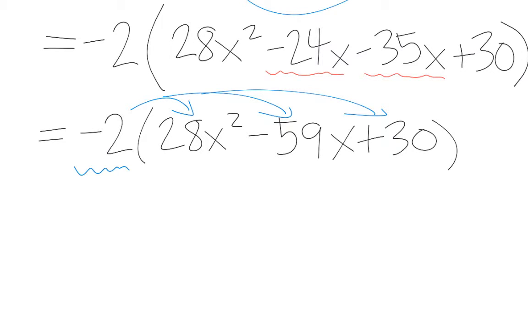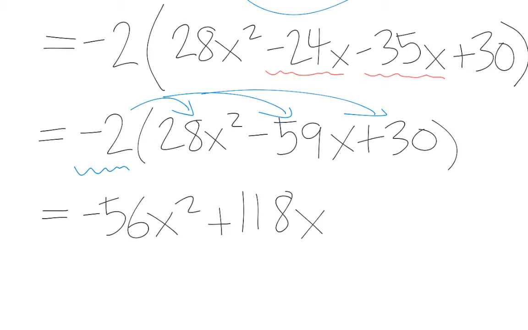Let's go ahead and use this distributive property. Negative 2 multiplied by 28x squared is negative 56x squared. Now, negative 2 multiplied by negative 59x is positive 118x. And last but not least, negative 2 multiplied by positive 30 is equal to negative 60. Therefore, our final answer is negative 56x squared plus 118x minus 60.